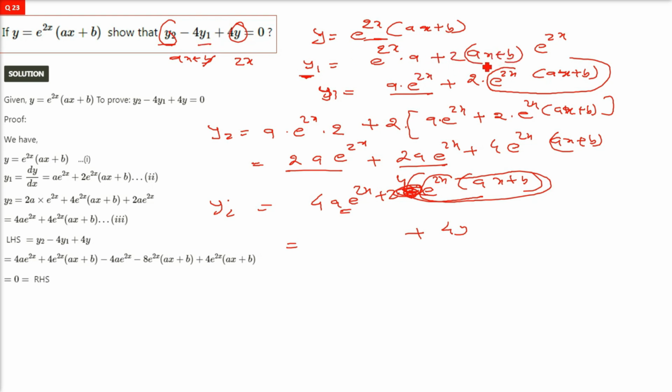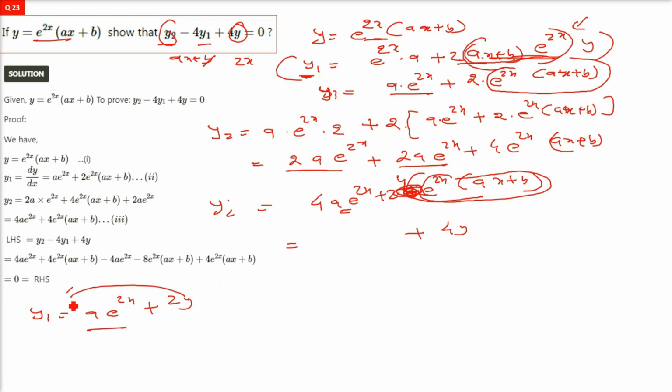This y1, if you see, e raised to x times (ax plus b) is what? This is y only. So y1 can be written as a e to the power 2x plus 2y. I'm talking about this equation because I'm not getting to the solution. So I went again to y1, and y1 I found to be a e raised to 2x, and this whole was y only, so I can just write 2y. That is, a e to the power 2x can always be written as y1 minus 2y.